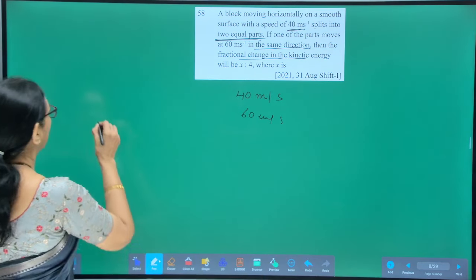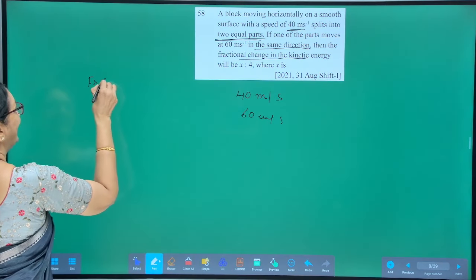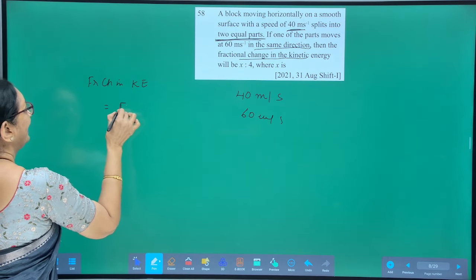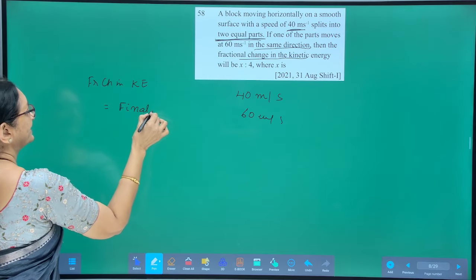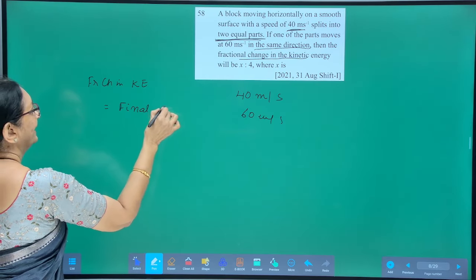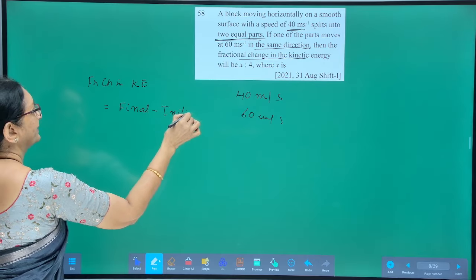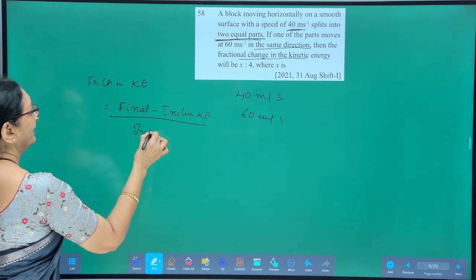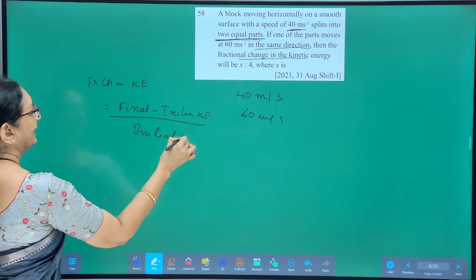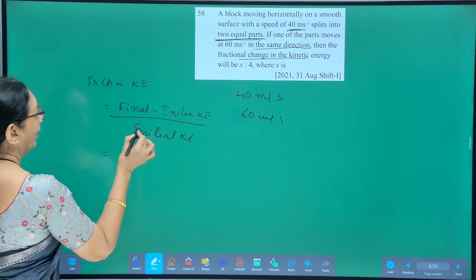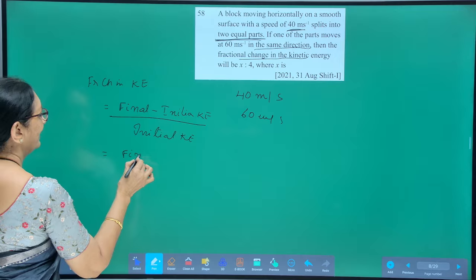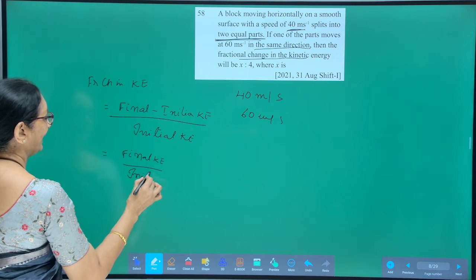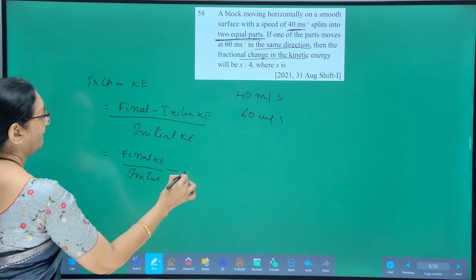First of all, fractional change in KE is equal to final KE of the system minus initial KE of the system, divided by initial KE of the system, or this is final KE by initial KE minus 1.